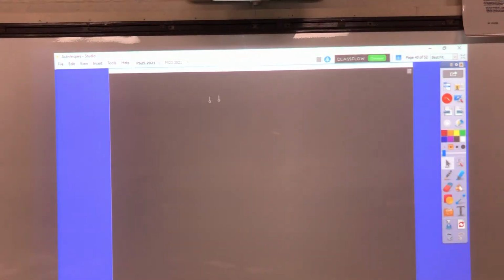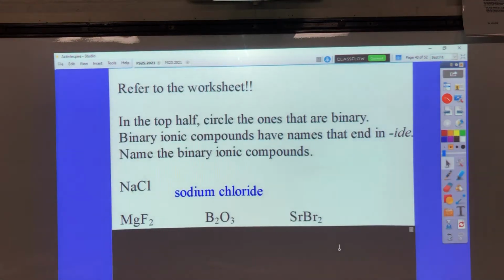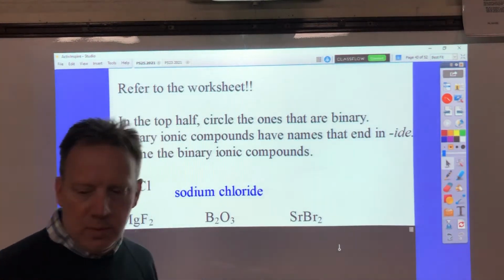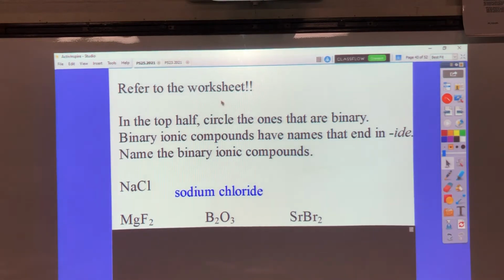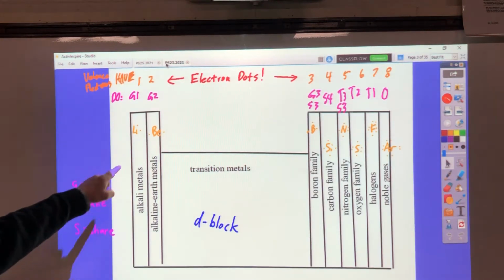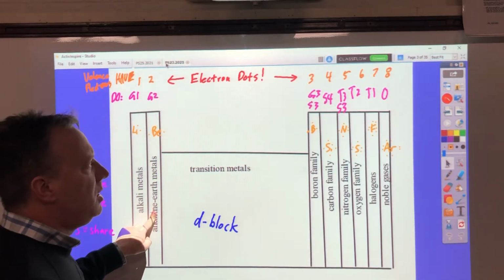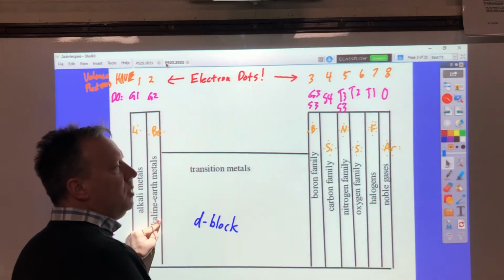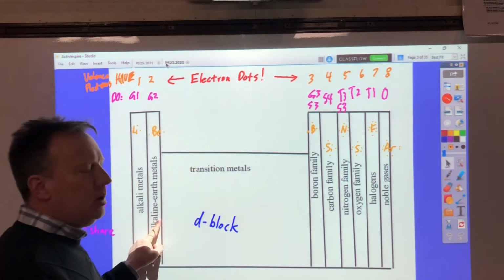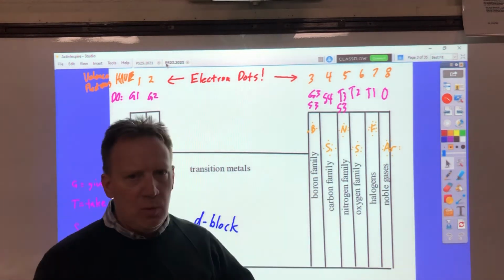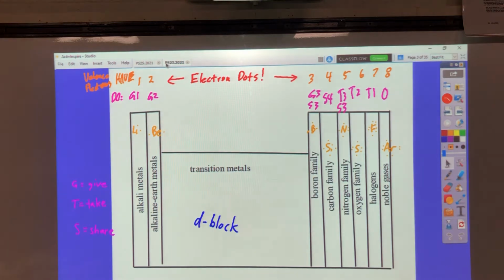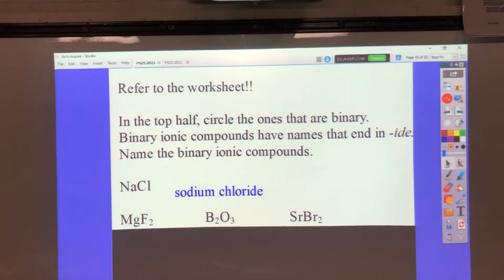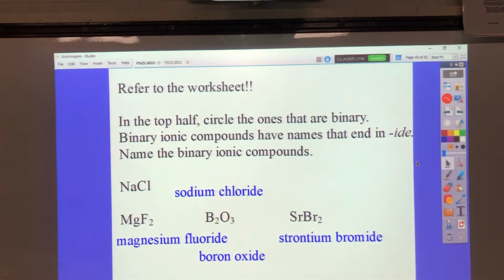And the last one on that worksheet, try naming this one: SrBr2. Sr is about here. Find it on a periodic table. Br is about here. And strontium and bromine. So you're going to change that to strontium bromide. Chop off the end of the second name and add an "ide."